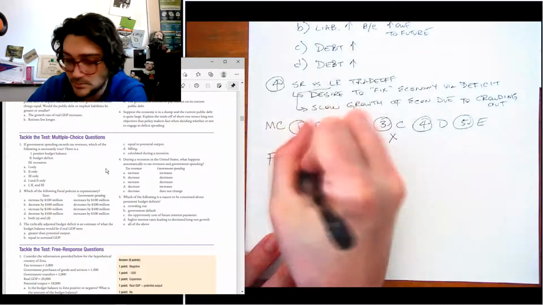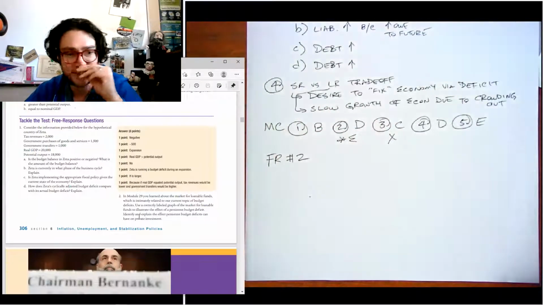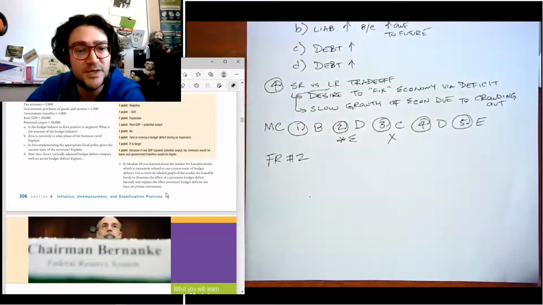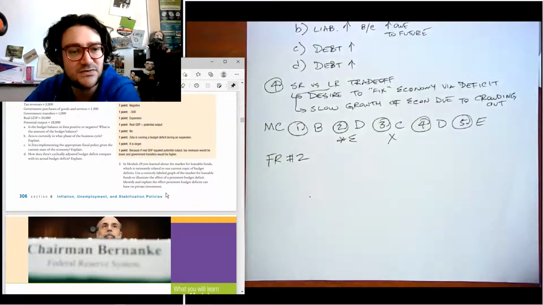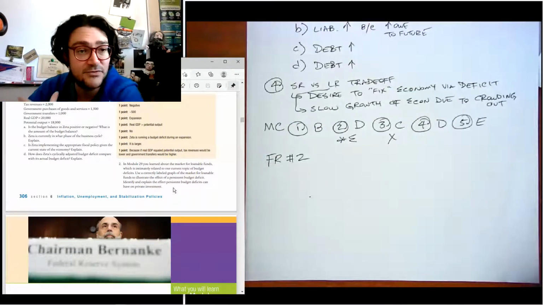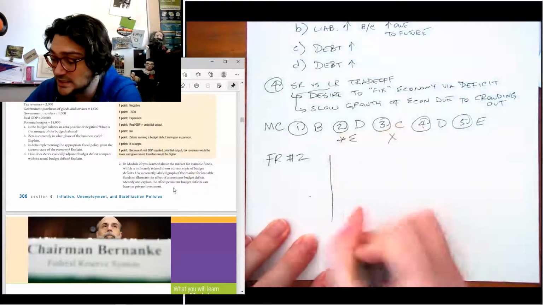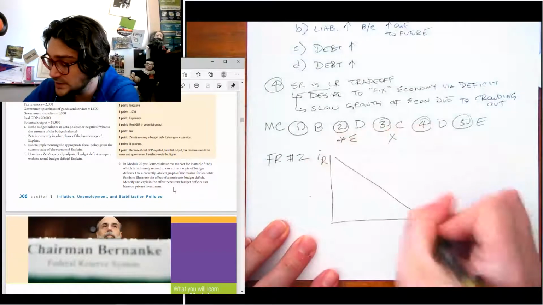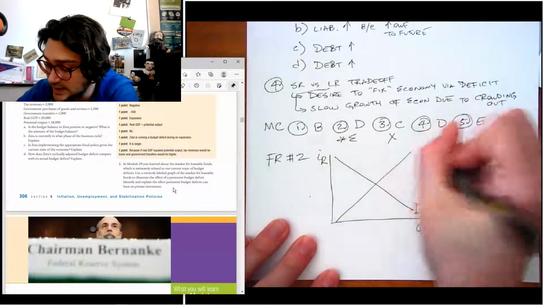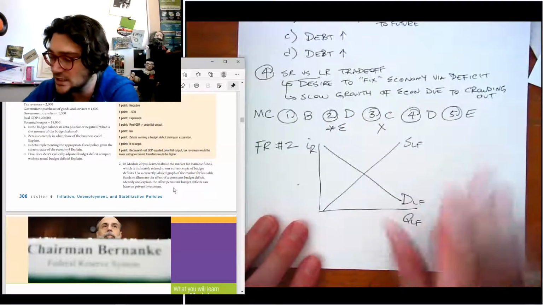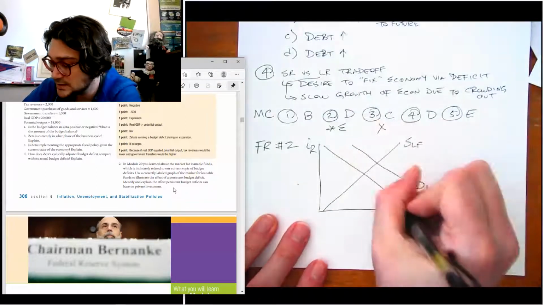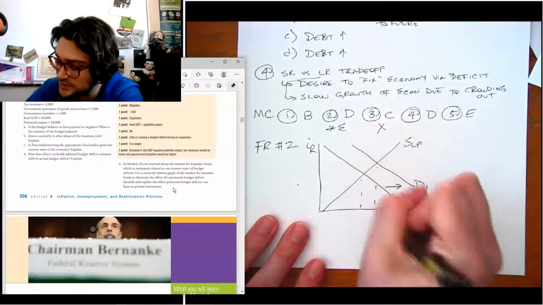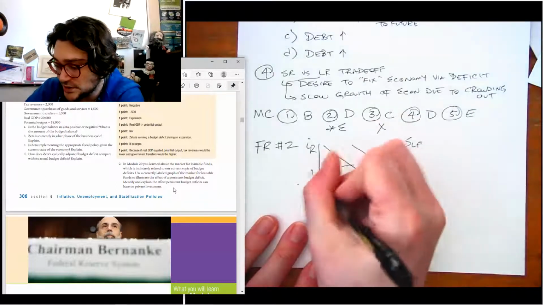Free response number 2. Okay, let's take a look here. It says, in Module 29, you learned about the market for loanable funds, which is related to budget deficits. Use a labeled graph of loanable funds to illustrate the concept of a persistent budget deficit. Identify and explain the effect that they have on private investment. And so that is absolutely something we've talked about. Quantity of loanable funds, interest rate real, demand for loanable funds, and supply of loanable funds. And if the government's constantly borrowing, right, it's constantly pushing that demand out, okay? And it's pushing the interest rate up.